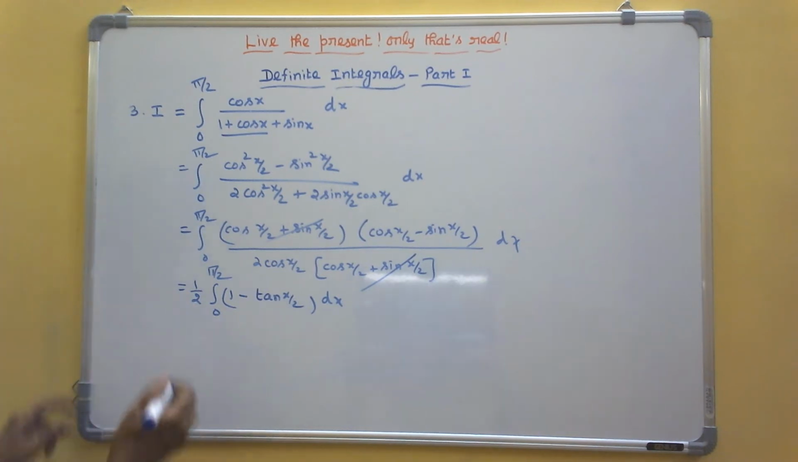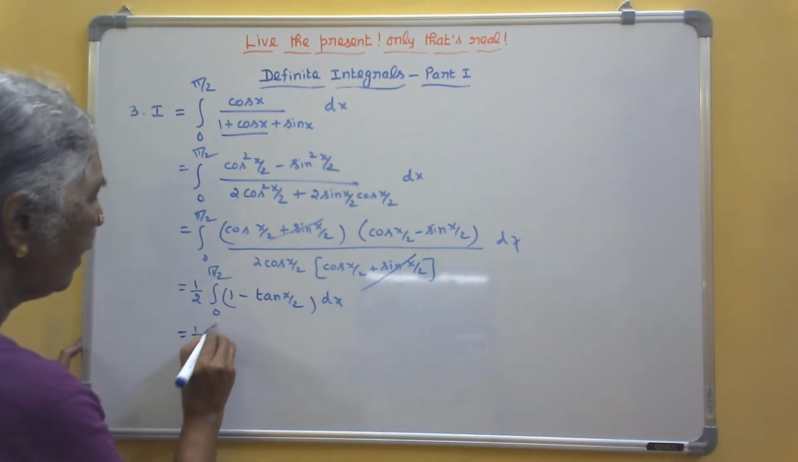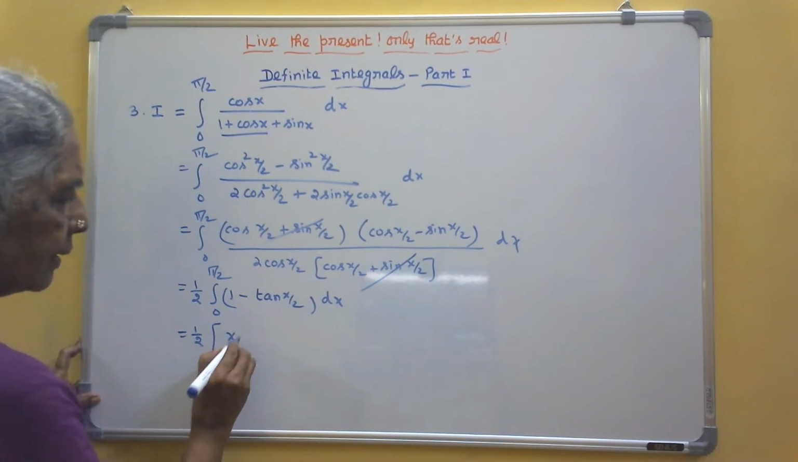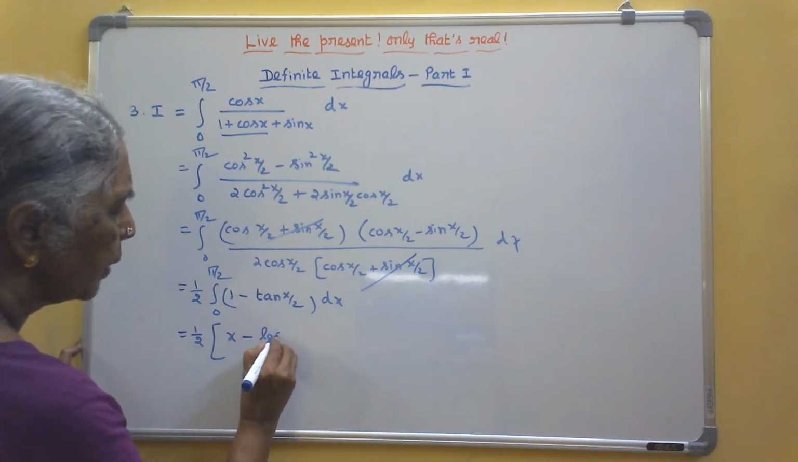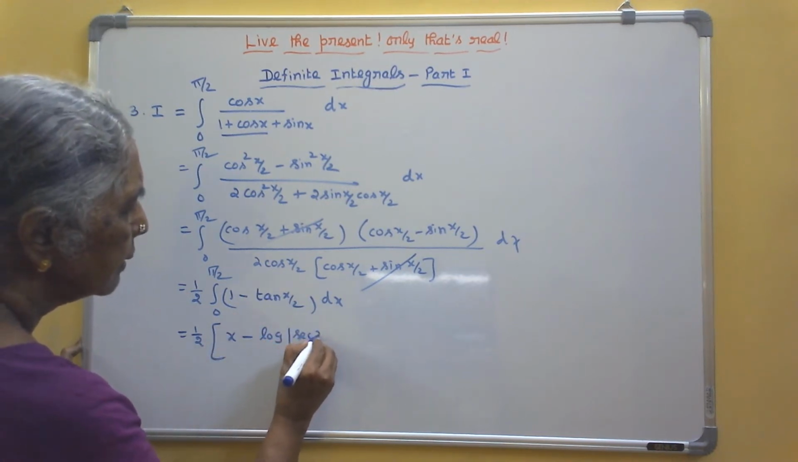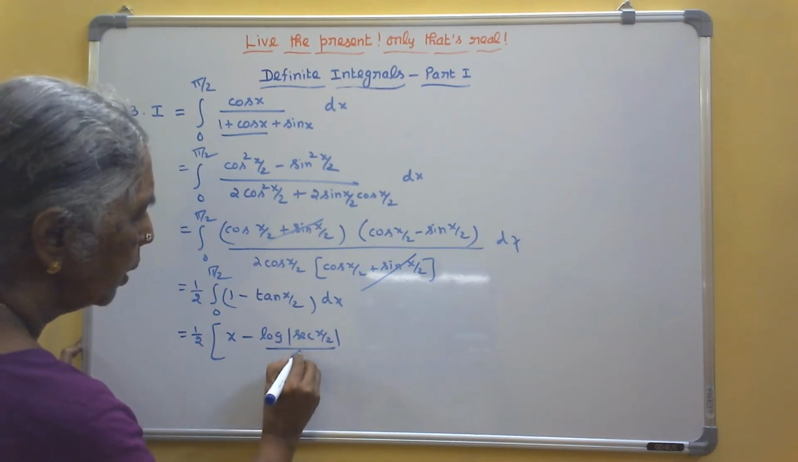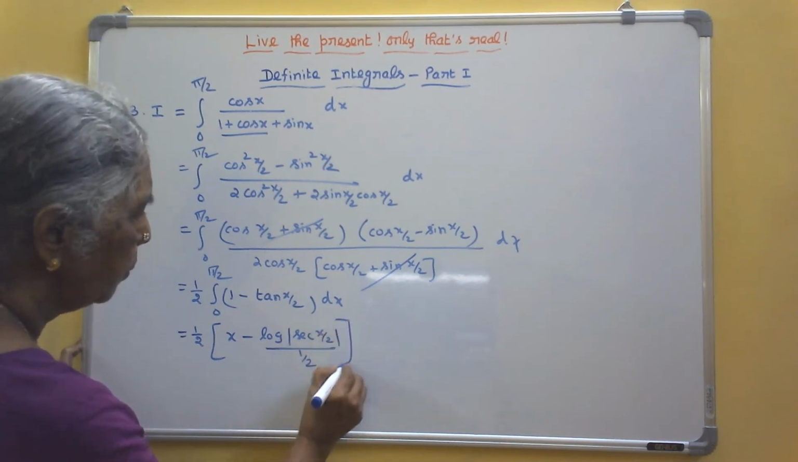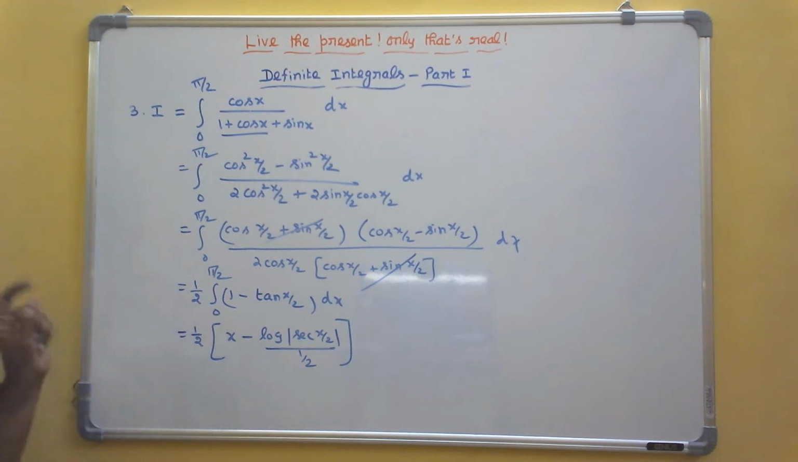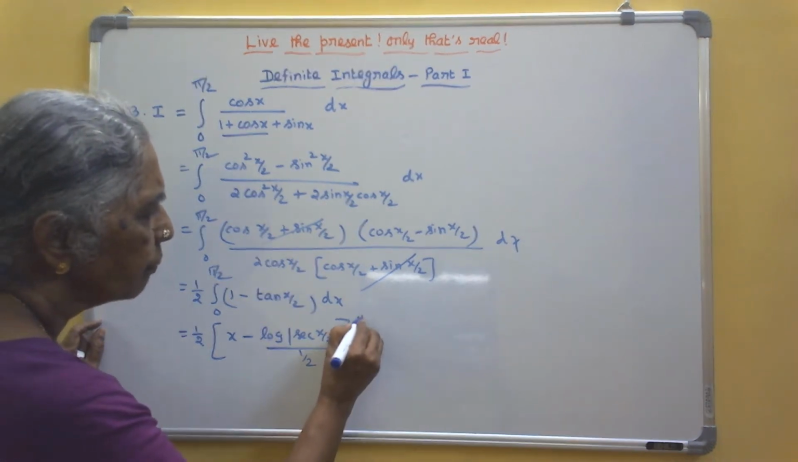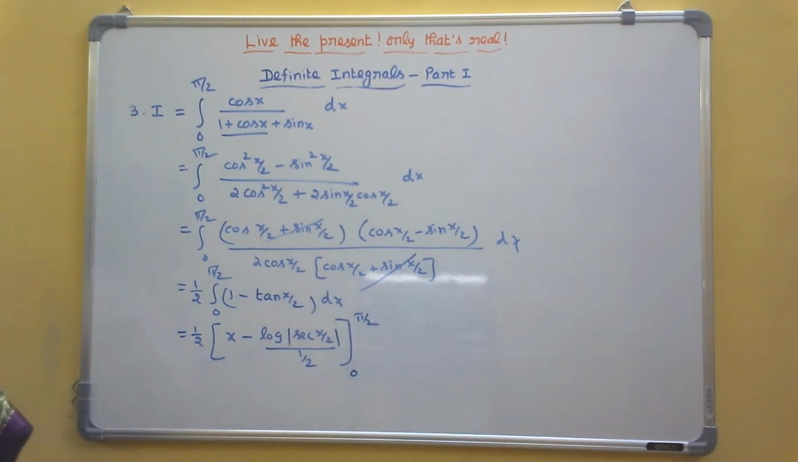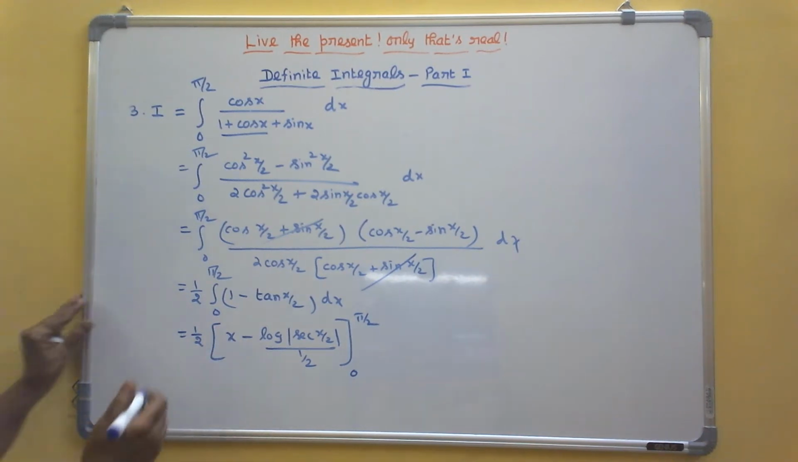Let us integrate. So half, okay. For 1 it will be x. For tan x by 2 it is log mod secant x by 2, divided by 1 by 2. Then write the limit 0 here and pi by 2 here. So now again you are having two terms. So let us separate them.